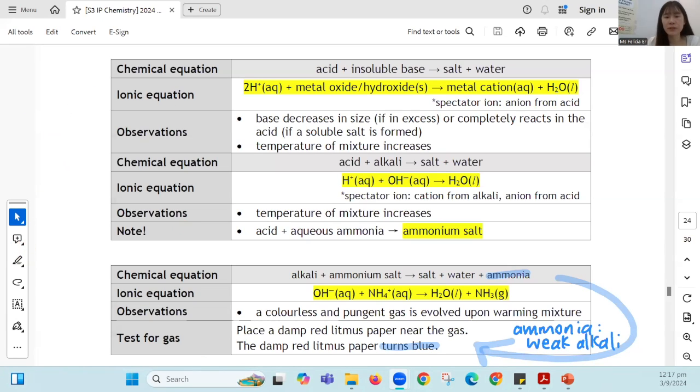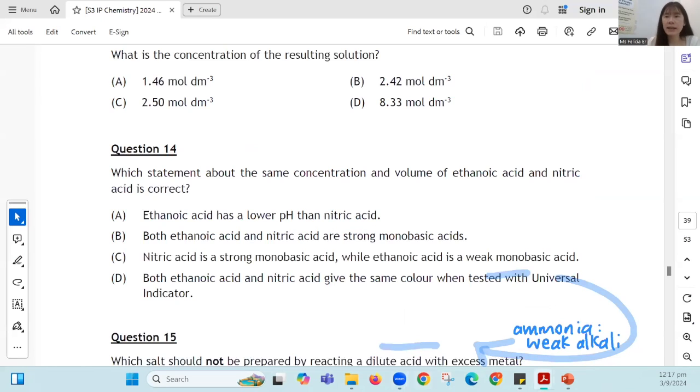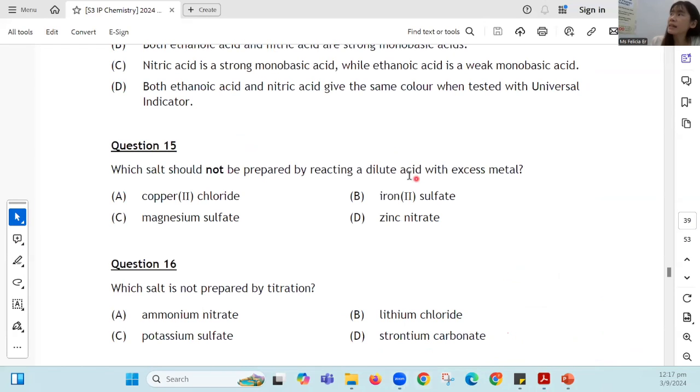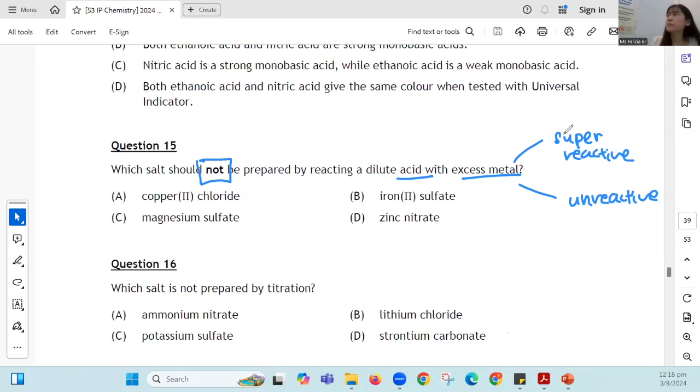So for question number 15, the answer is A. Why? Because in this case, they say that it's acid plus metal. Remember I told you the two scenarios where we should not have acid and metal, which is either the super reactive or the super unreactive. Remember, these are the two metals that we shouldn't be using. And this time around, they're asking for not, that means we should not use super reactive or we should not use super unreactive. So among here, copper is unreactive.